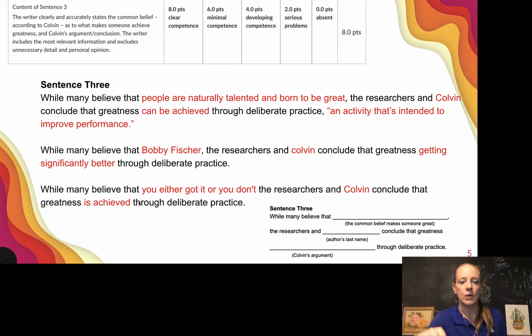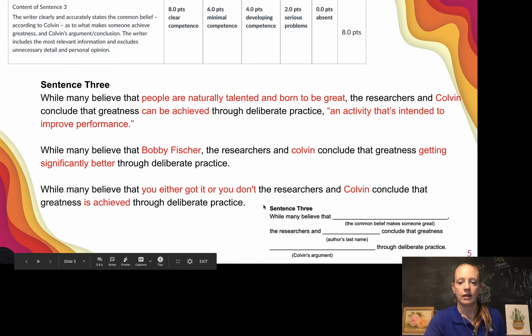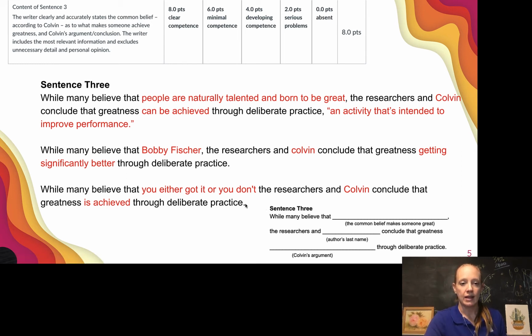While many believe that you either got it or you don't, the researchers in Colvin conclude that greatness is achieved through deliberate practice. So what I like about this one is that it's short and to the point, and greatness is achieved makes it sound active, and I like that. What I don't like as much about it is you either got it or you don't doesn't sound like an argument the author would make. In words like, many people believe that either you're great or you're not, and that's how you were born, would be perfect. So to me, this is a 3.